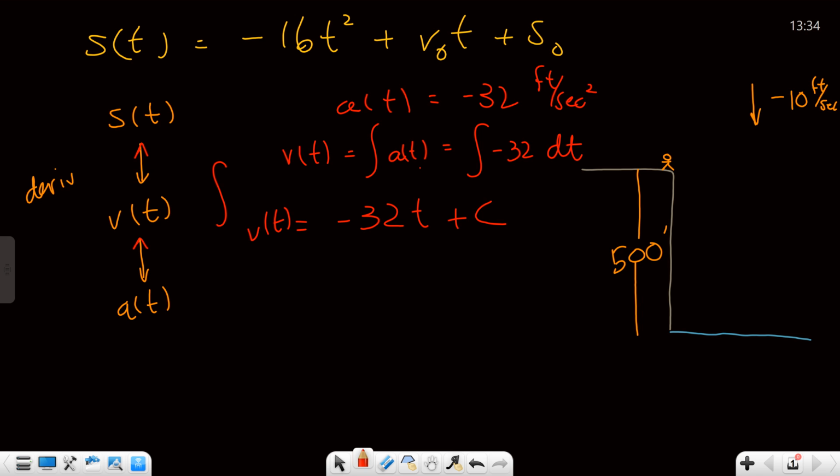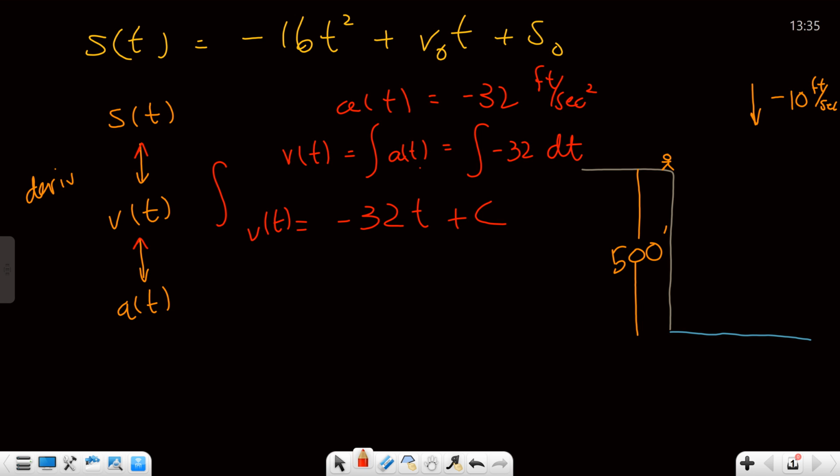Now there's a big problem there. We've got a plus c, which means I just generated an infinite number of answers because c can be anything. The differential equation part of this problem is going to allow us to go from an infinite number of solutions down to one and only one solution. And that is by solving for c. How do I solve for c? What do I know? Your velocity is negative 10 meters per second. When? Right when you drop it.